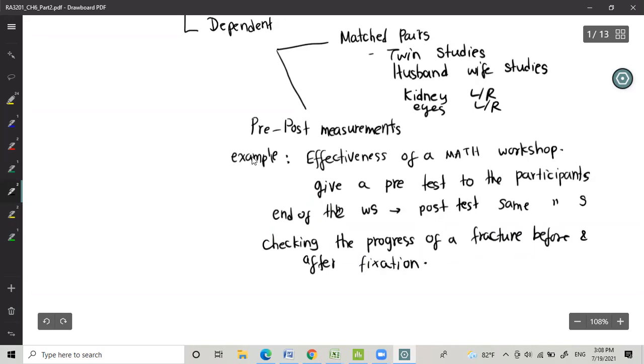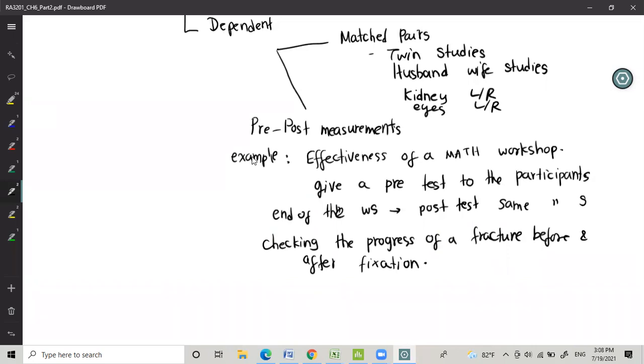So I have another one. Comparison of weight after a fitness program. Yes, that's a very common place where you can use pre and post. Comparison of weight after a fitness campaign. So let's say a weight losing campaign. So if the campaign is good, their weight should be decreased, right? So you measure the weights of the participants before the campaign, then you conduct the campaign, and at the end of the campaign, you measure the weights. So if they did the campaign correctly, their weight should be reduced, right?